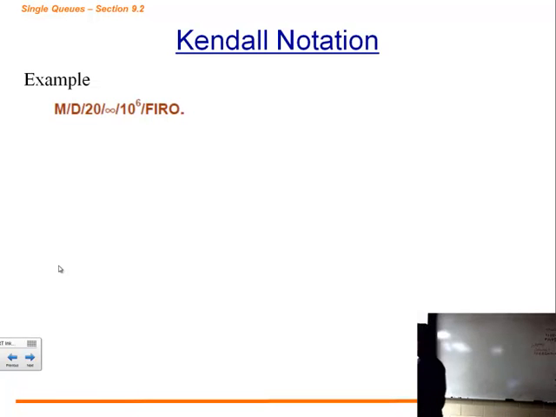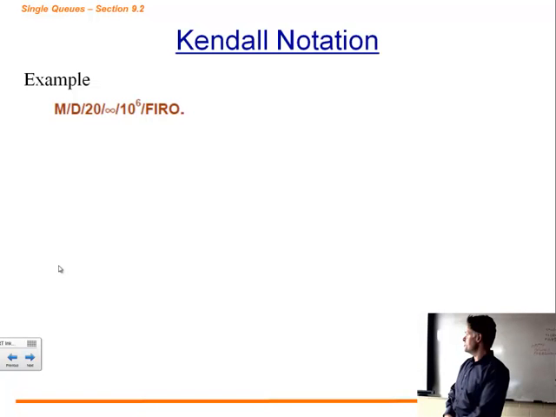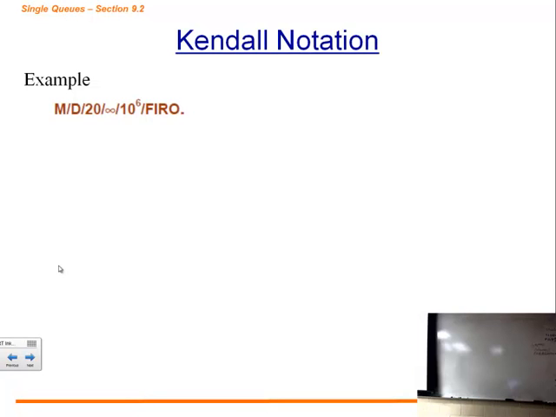What was the third number? Do you remember? Number of servers. So there are 20 servers here. What's the fourth number? Capacity of the queue. That could be infinity, which means there's no finite capacity. The queue could just grow arbitrarily long. 10 to the 6th, what was that? That was the customer population. And then finally, that's the service discipline or the queuing discipline. In this case, first in, random out. So that's a typical Kendall notation.